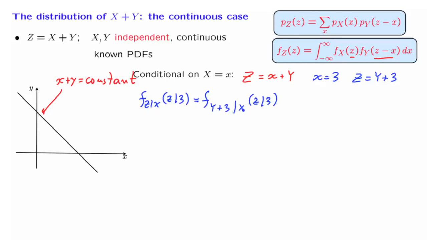And now we have the conditional PDF of y plus 3 given x. However, we have assumed that x and y are independent. So the conditional PDF is going to be the same as the unconditional PDF of y plus 3. And we obtain this expression. Now, what is this? We know the PDF of y, but now we want the PDF of y plus 3. Which is a simple version of a linear function of a single random variable y.